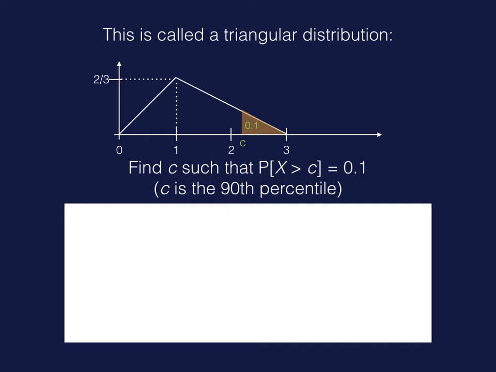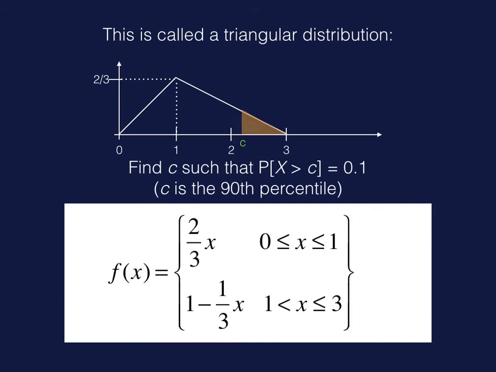Okay, so we're going to need to figure out the straight lines that make up this triangle. And knowing the height and two pieces, here is the function. Between 0 and 1, the straight line is 2/3 x. And then from 1 to 3, the straight line is 1 minus 1/3 x. Those are the two lines. You should be able to find the equation of two lines given 2 points.